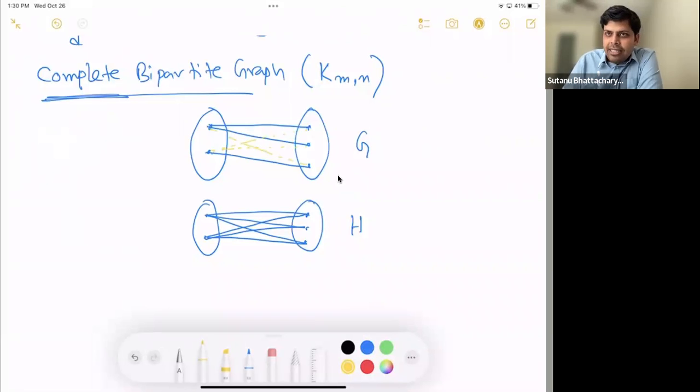So in a complete bipartite graph, all edges should be present which don't violate the bipartite property. So all edges in this graph, you can see all edges are there. So this is a complete bipartite graph, and it is denoted as K m comma n. Here m is the number of vertices in this set, n is the number of vertices in this set. So for this particular example, the number of vertices is 2, 3. So this is a complete bipartite graph with 2 vertices in one set, 3 vertices in another set.